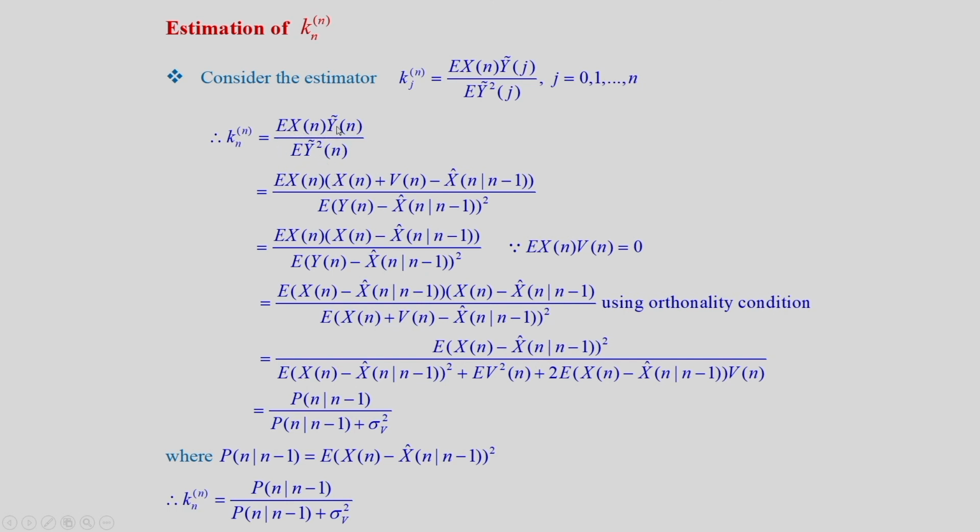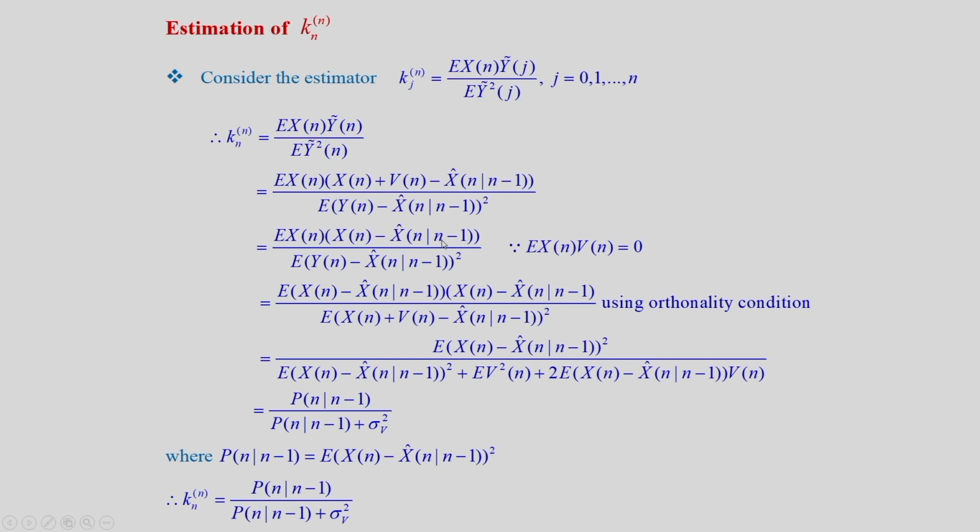Now, this y tilde n we can write as the observation xn plus vn minus the prediction. So, prediction is x at n given n minus 1. So, that way k_{n,n} will be E of xn into xn plus vn minus x at n given n minus 1. This xn and vn are independent, so vn will not be there. So, we can simply write this as equal to E of xn into xn minus x at n given n minus 1.